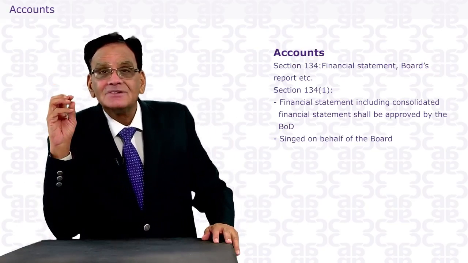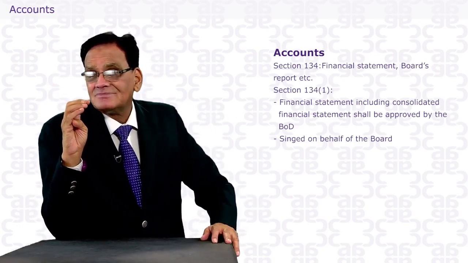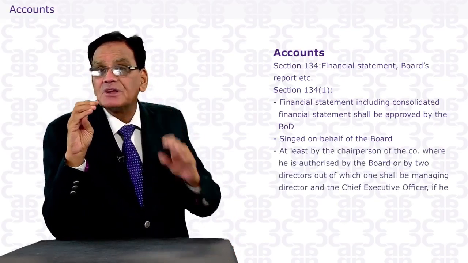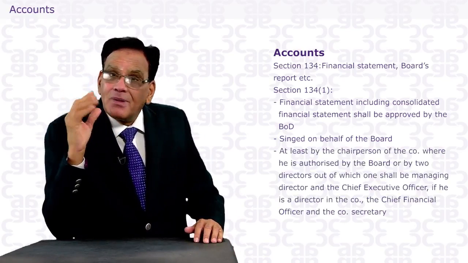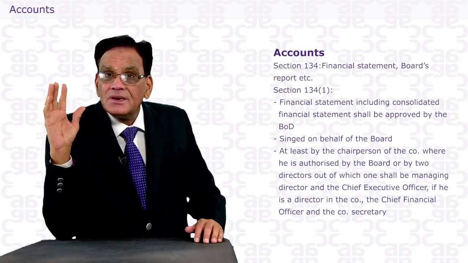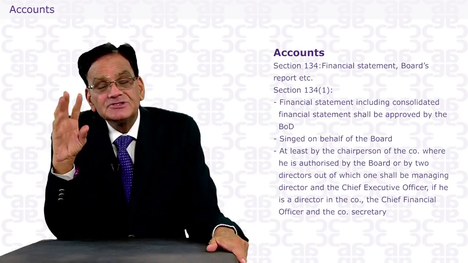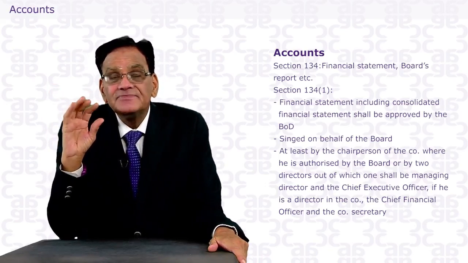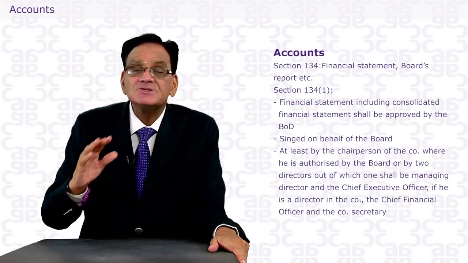It will be signed by the chairperson. In case the chairperson is not there, then by two directors, and one of them shall be the managing director. If the chairman has not been authorized, then by two directors, one of them the managing director. Then it will be signed by the chief executive officer, who is the director. It will be signed by the chief financial officer, and by the company secretary as well.